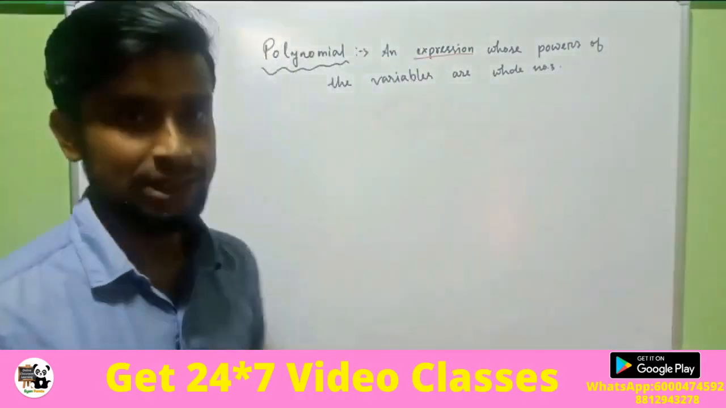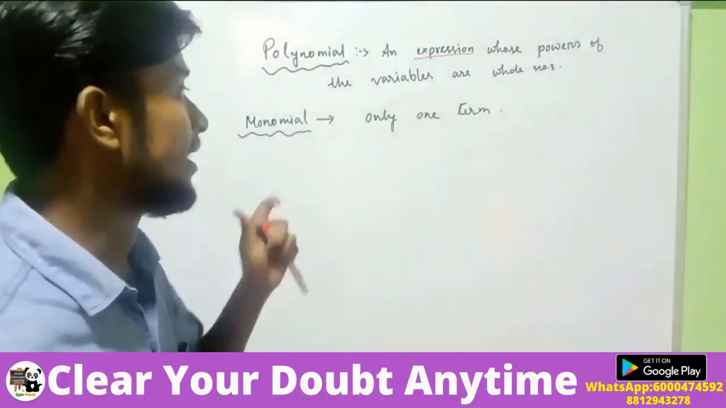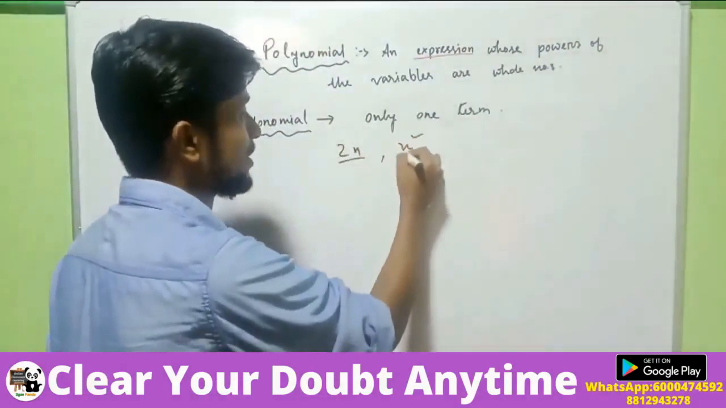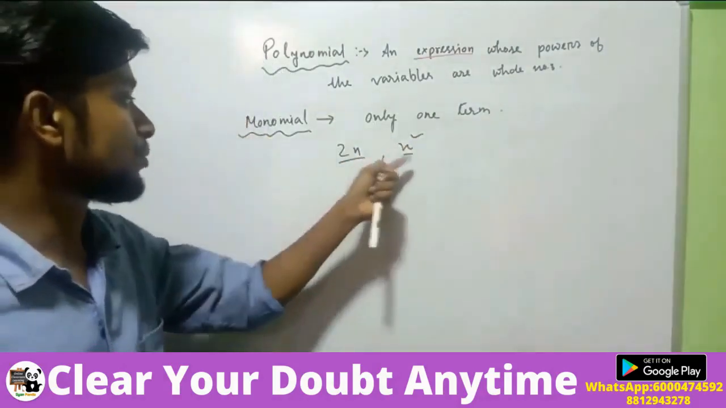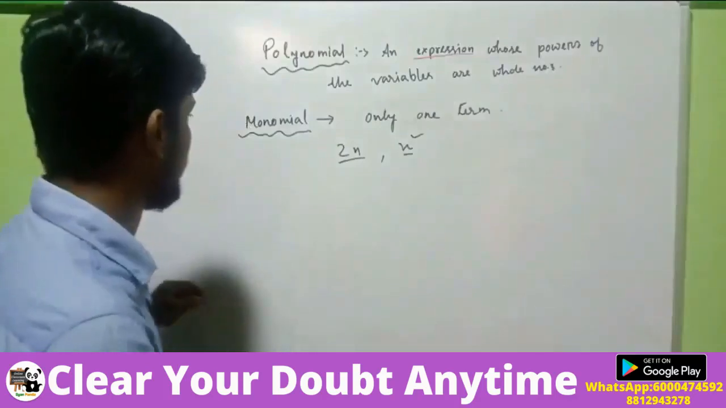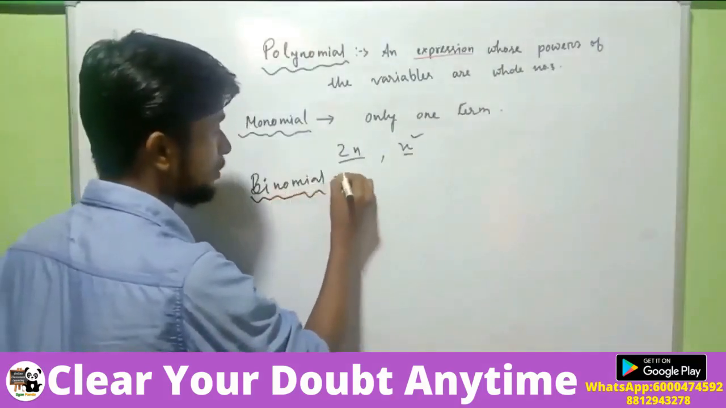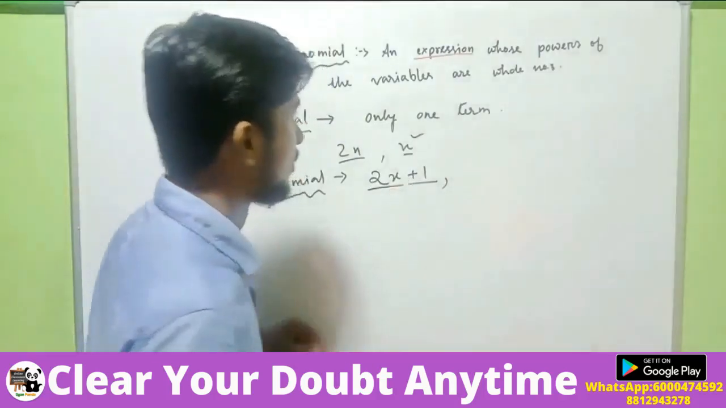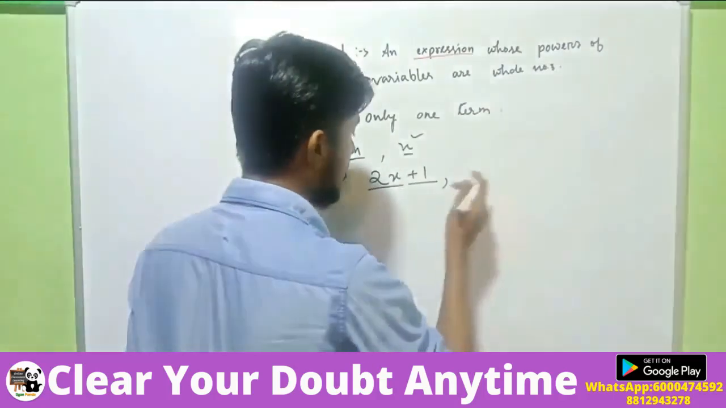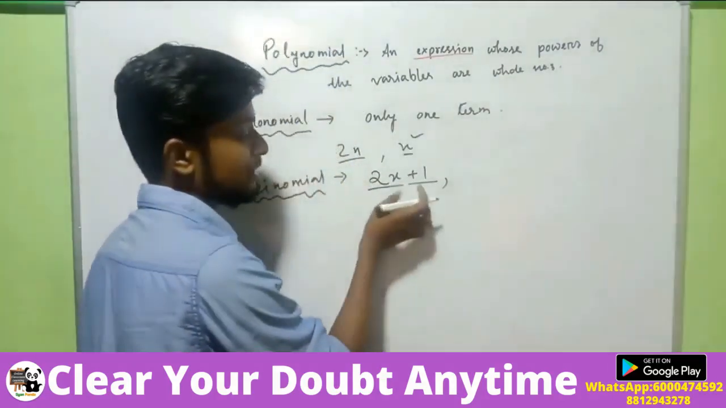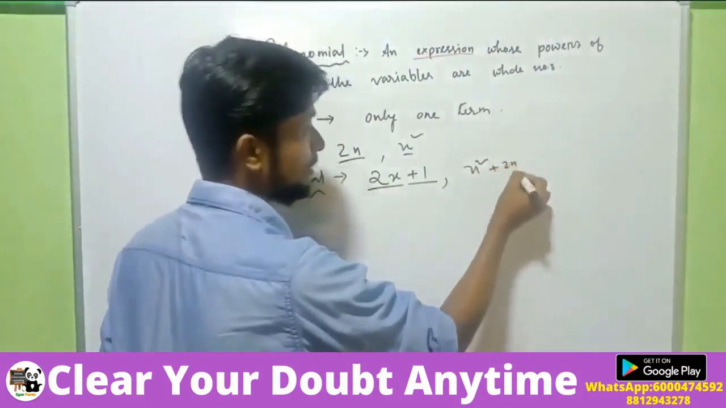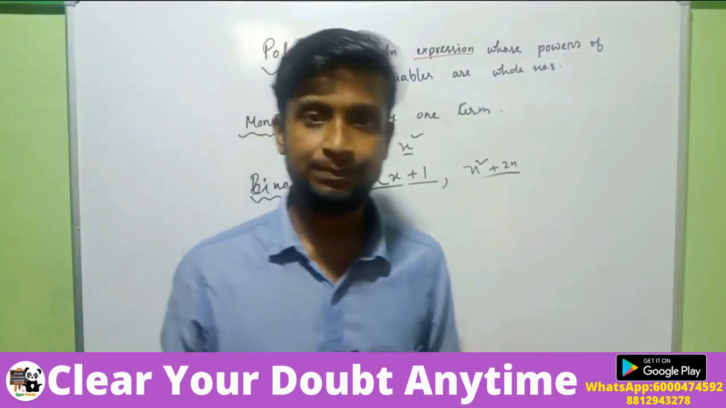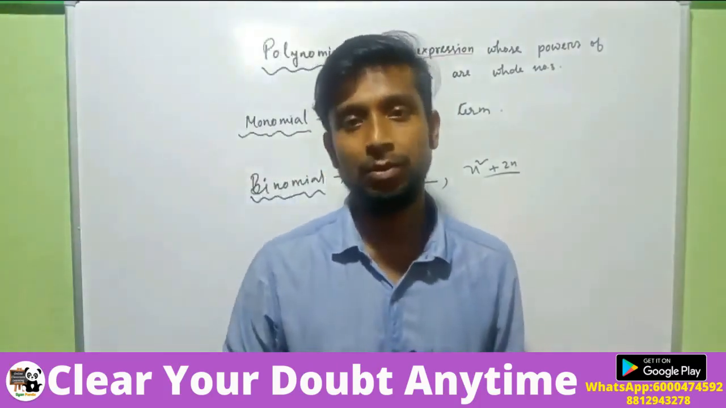Now what is a monomial? Mono means one. A polynomial that has only one term is called a monomial, like 2x, which has only one term. X square also has only one term. All these kinds of terms are called monomials. What is a binomial? Bi means 2. An expression or polynomial having 2 terms is called a binomial. And trinomials have 3 terms. All of these are called polynomials as a whole.